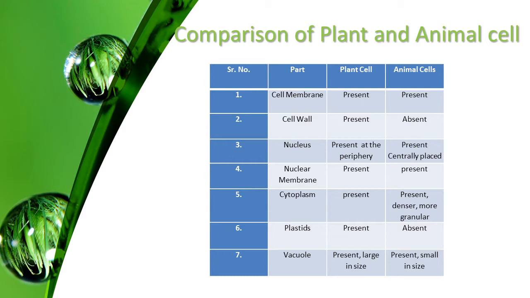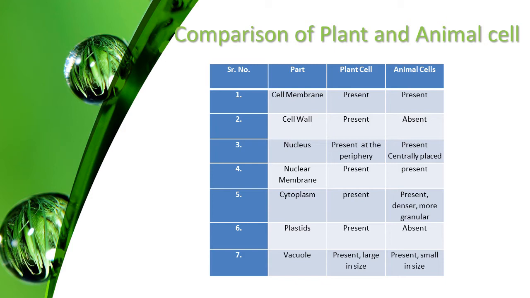So let us differentiate, or let us compare, the cell membrane of plant and animal cells. Actually, this is not the differentiating point, this is the similarity. Cell membrane is found both in plant as well as in animal cells. And more or less the structure of the cell membrane is also the same. So this is the similarity between plant and animal cells.